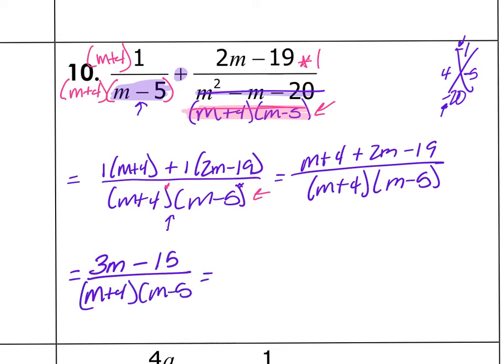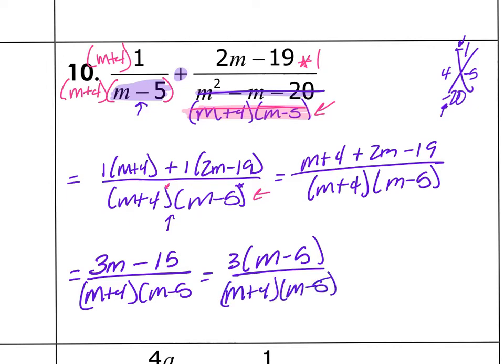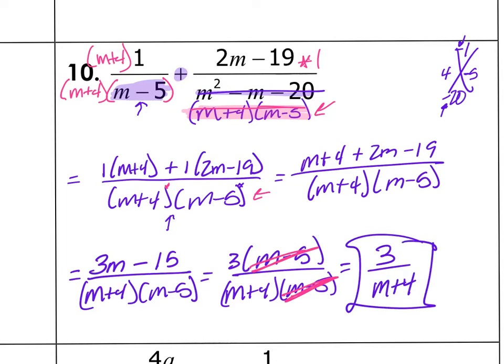So in my numerator, I'm pretty sure I can take a 3 out, and I'm going to get m minus 5. So m plus 4, m minus 5. I keep forgetting my ending parenthesis. So there's an m minus 5 on top and an m minus 5 on the bottom. So I get 3 over m plus 4. There you guys go. Good job.